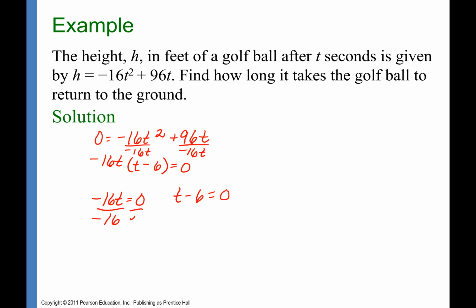So divide by -16. And we know we have t equals 0. Add 6 to both sides, and t equals 6. So the two times that the height was 0 was at 0 seconds, which makes sense, right before the golf ball was hit, and at 6 seconds. So it's going to return at 6 seconds.